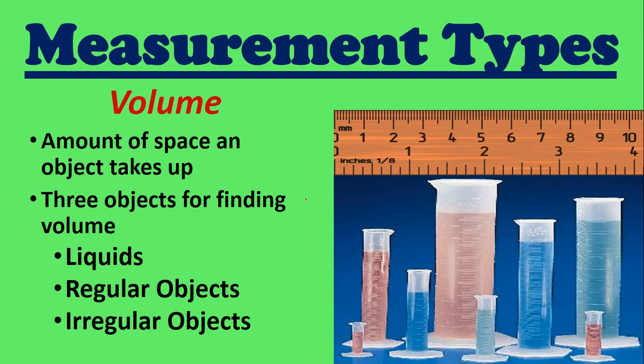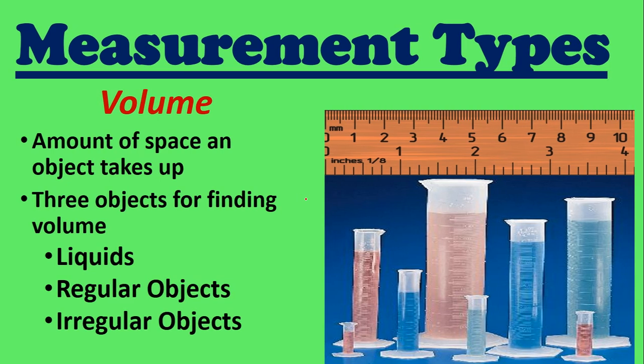The next measurement type is volume. Volume is how much space an object takes up. But objects come in 3 different forms. You can have a liquid object, a regular object, and an irregular object. Depending on the object is dependent on the unit and how you find it. So we're going to talk about that.